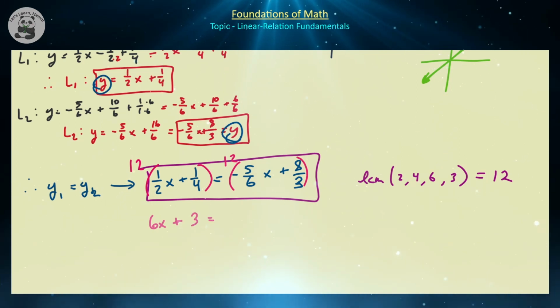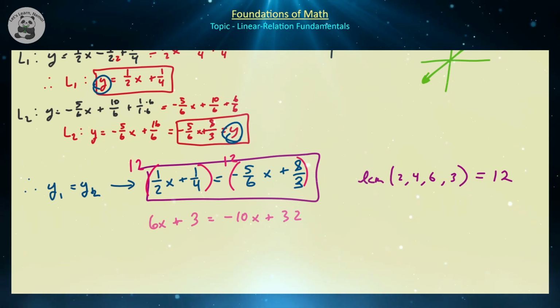12 divided by 6 is going to give us negative 2 times 5, which is negative 10. And 12 divided by 3 is going to be 4, and 4 times 8 is going to be equal to 32. Right? So once we have this, what do we have?